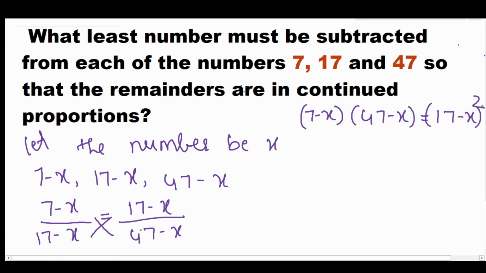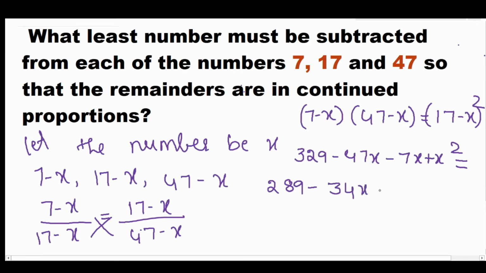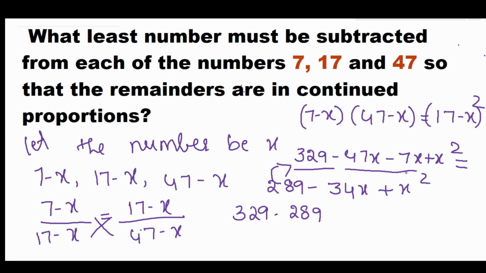Let's expand this. On expanding this, I get 329 minus 47x minus 7x plus x square, equal to 289 minus 34x plus x square. You can see here, I'm shifting this 289 to this side, you get 329 minus 289. You can see here, minus 47x minus 7x is nothing but 54x. I bring that towards this side.